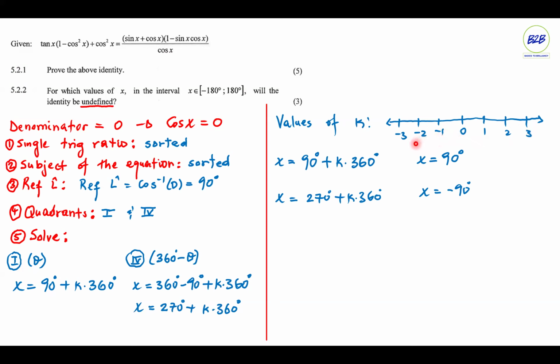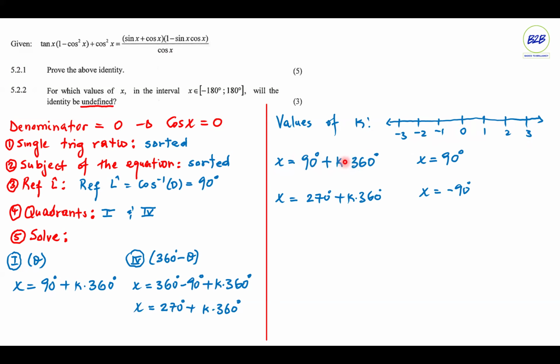Also -1, -2, -3, -4, and so on. So all of those are your integers. To then calculate the actual values of x, we are going to pick the values of k here. For example, if we pick k equal to 0 and substitute it in the place of this k and press calculate, we will get 90 degrees. We substitute here by 0, press your calculator, and you get 90 degrees.